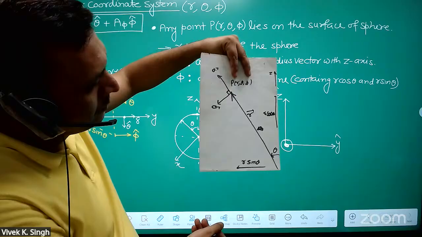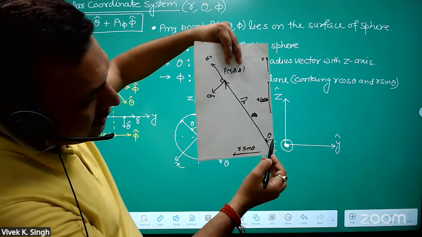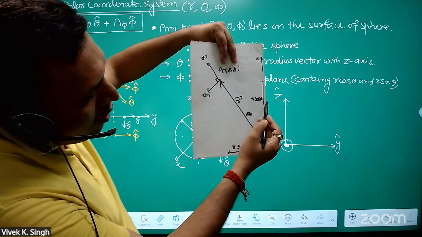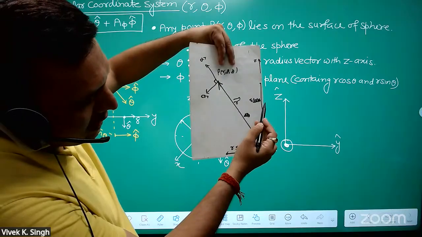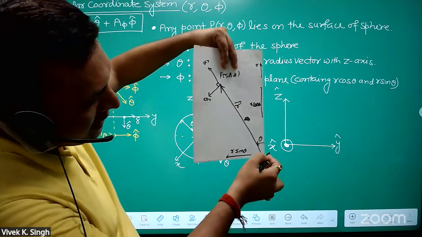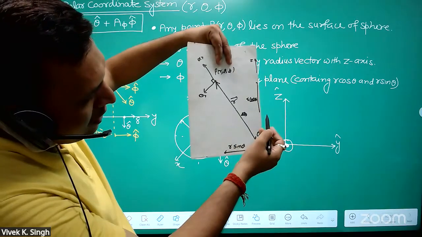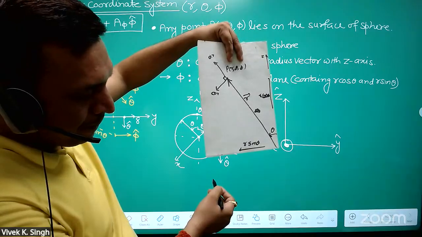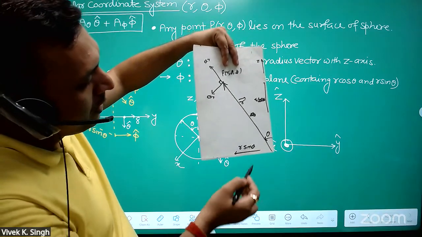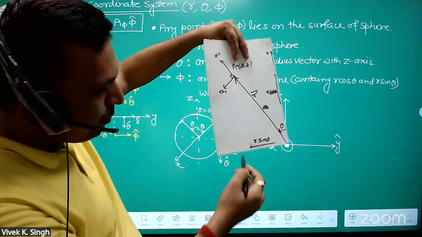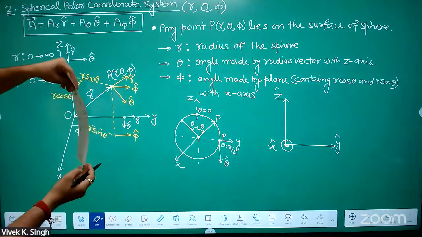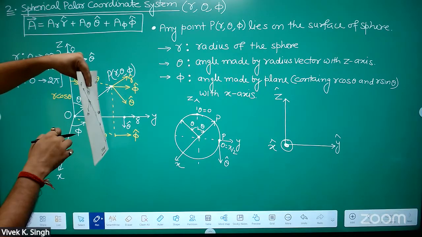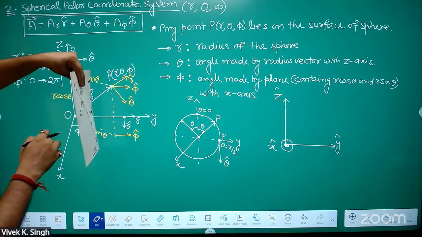Yes, sir. Now see, this angle is theta. If you take the projection of R along Z, this will be R cos theta. And this projection will be R sin theta. Just see, this line is the Z axis. So this projection is R cos theta, and the perpendicular direction projection is R sin theta. Yes or no? Yes, sir. So now this plane makes an angle phi with the x-axis. Whatever I have shown you, this plane makes an angle phi with the x-axis. Is it clear? Yes, sir.